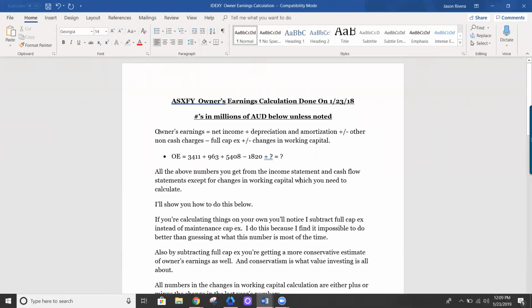Owner's earnings is net income plus depreciation and amortization, plus or minus other non-cash charges, minus full capex, plus or minus changes in working capital. So before we get into the actual calculation, David, what are we trying to do with owner's earnings? It's sort of like you're trying to work out how much money you can take out from the company without harming its competitive position.